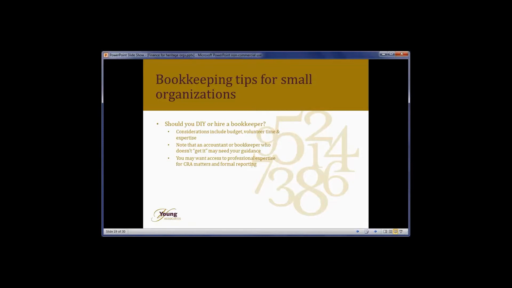Now, somebody had asked the question, what's better to do? Should we do it ourselves, or should we hire a bookkeeper? What would make it worthwhile to actually fork over some money to have somebody else do it? It's not a question that I can just give you a pat answer to. You need to think about things like, how much will it cost to hire a bookkeeper, and what do we have in-house by way of volunteer time and expertise?